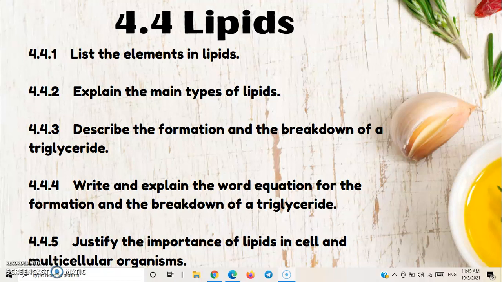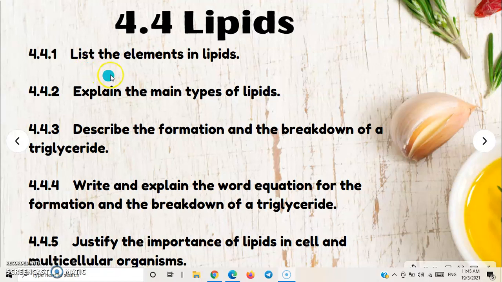Okay, let's continue our lesson today with 4.4 lipids. As you all know, lipid is one of the organic compounds that can be found in the cell. What are organic compounds? It refers to compounds that contain the carbon element. So now let's take a look at the learning standards of 4.4 lipids.